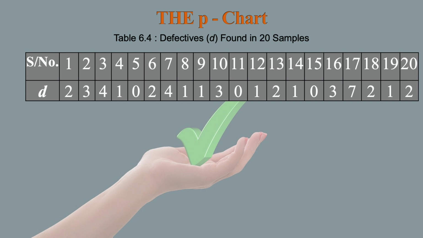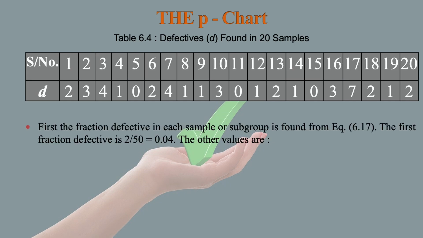So for sample 1, the number of defects is 2. For sample 2, the number of defects is 3. For sample 3, the number of defects is 4 and so on. First, the fraction defective in each sample or subgroup is found from equation 6.17. The first fraction defective is 2 by 50 because in sample number 1 the number of defects is 2. So the first fraction defective is 2 divided by 50, that is 0.04.